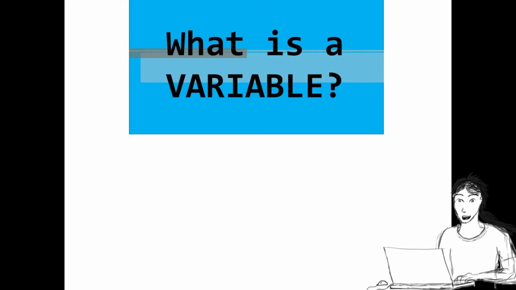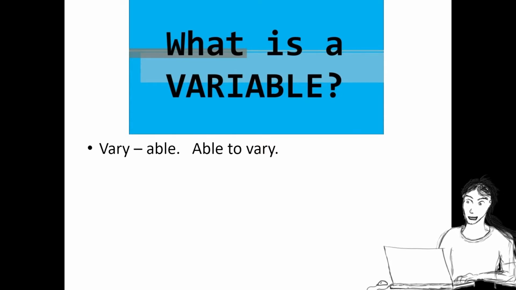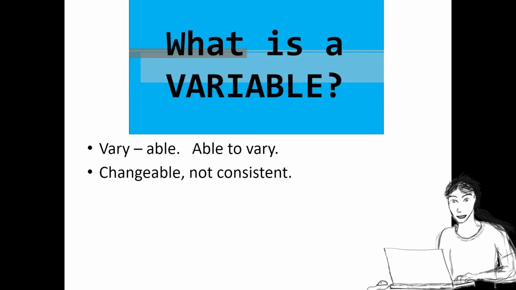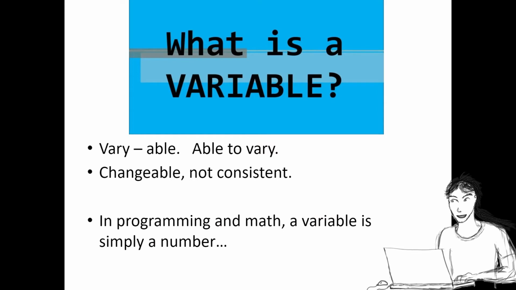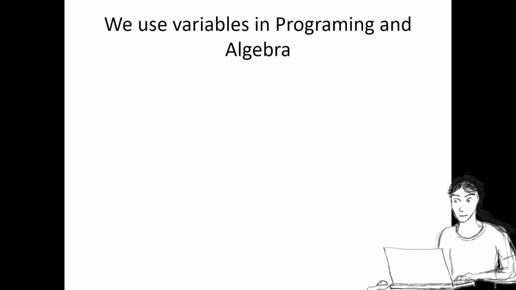Okay, being serious. What is a variable? Well, a variable is a term that we use in math and coding a lot, and it means something variable, able to vary. Okay, so it's changeable. It's not constant. It's a number that can change. That's what a variable is.